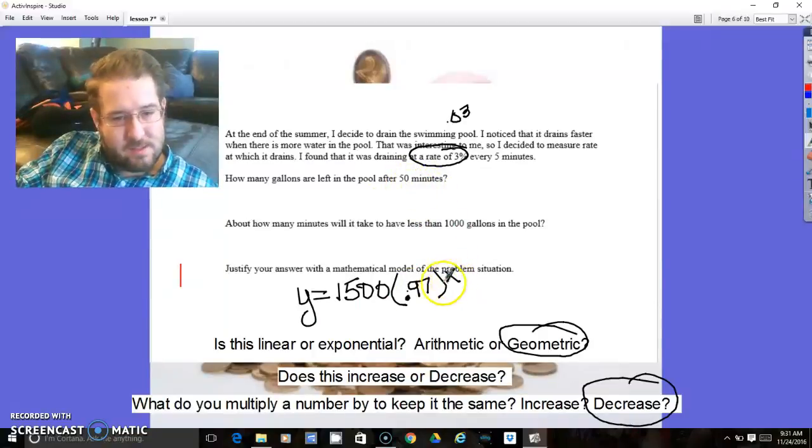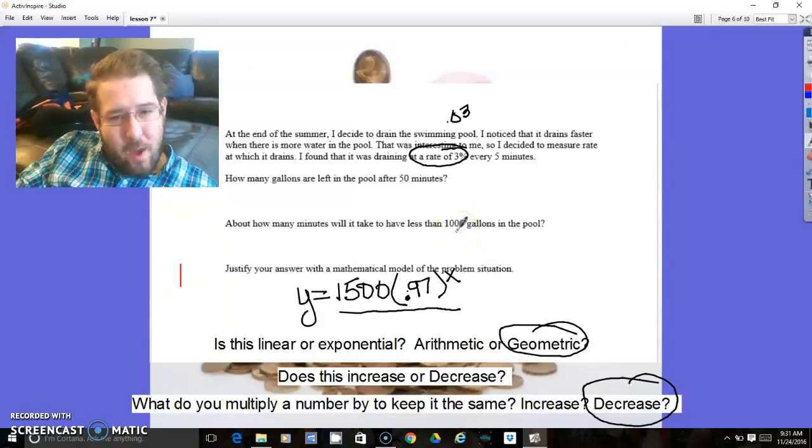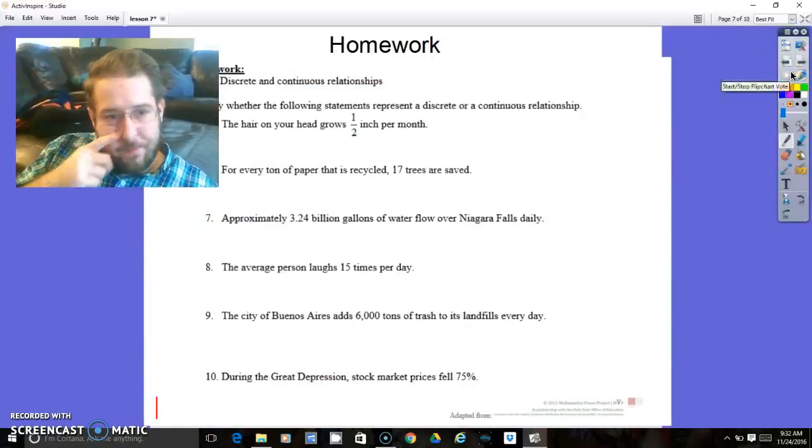Put 50 in for x and solve, just like you did on the last question. Put 1,000 in for this. And then once again, a good strategy for this is to put the equation in the calculator, let it do the work for you, and look at the table to find when it was 1,000 gallons. All right, getting to the homework now.